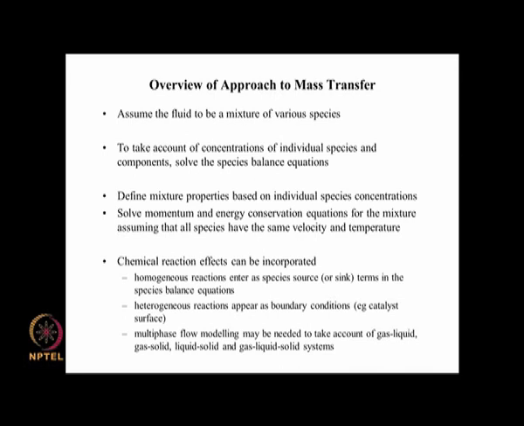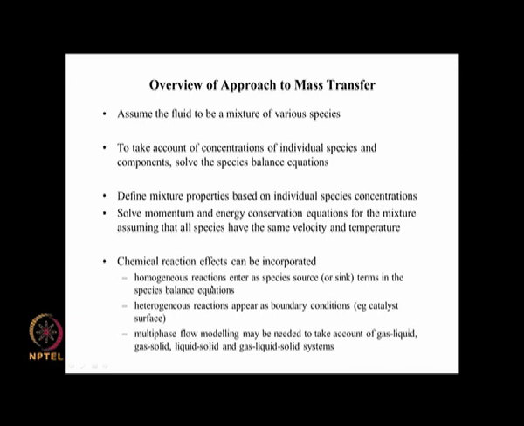It is possible to make some simplifying assumptions which can be restrictive in certain cases. It is possible to make those kind of assumptions and reduce the complexity of the problem and bring it into a mixture momentum balance equation and a mixture energy balance equation, but a species mass balance equation. So with this kind of formulation it is possible to tackle mass transfer with and without chemical reaction. And the effect of the chemical reactions can be incorporated.